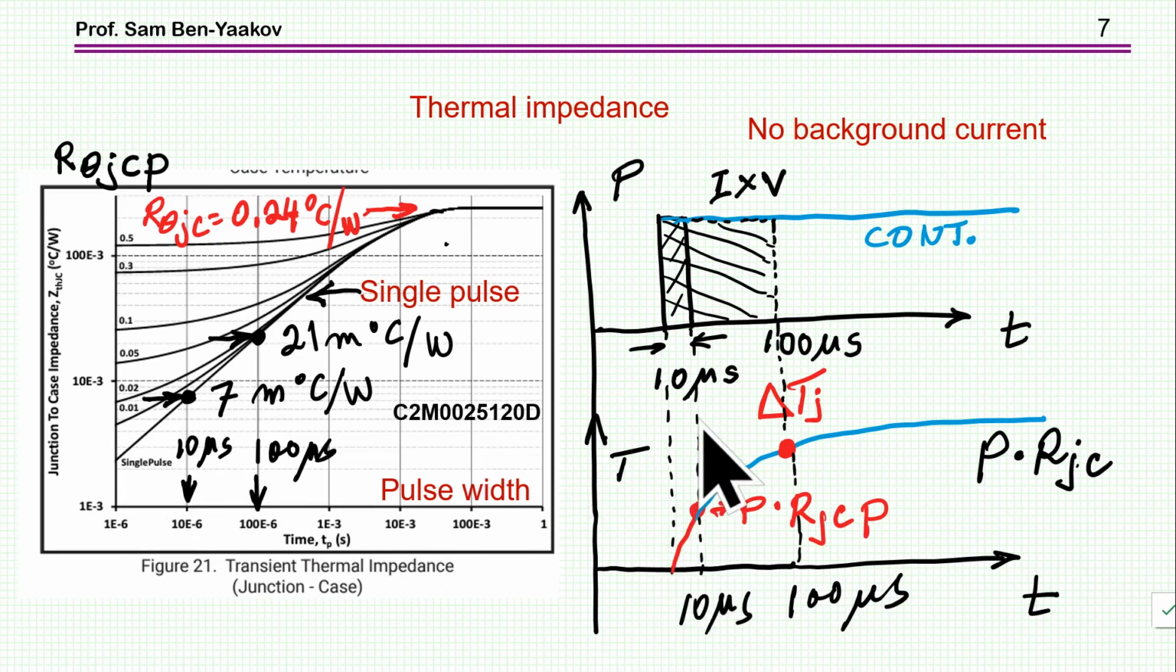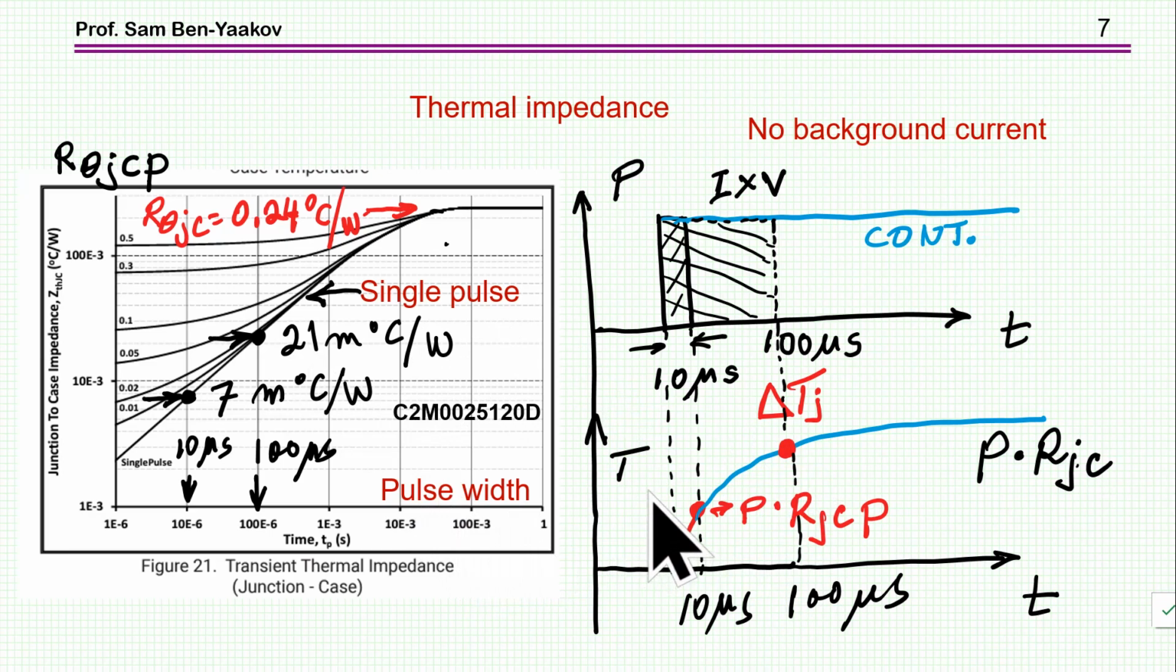If the pulse is wider, then you'll get to a higher point, and obviously you have to look at the corresponding pulse width, which is 100 microsecond. It'll be here, and this will be 21, and this will be this point here. So this is the meaning of this plot, which is very neat for a single pulse.